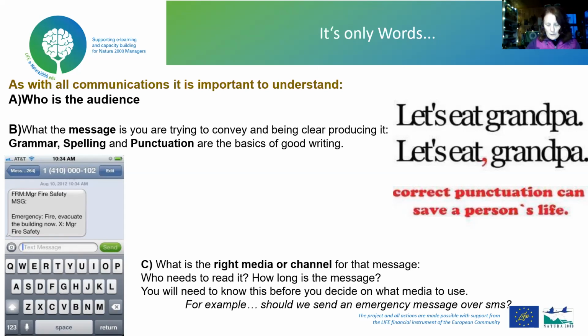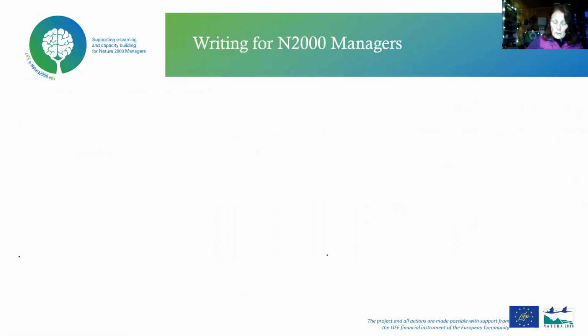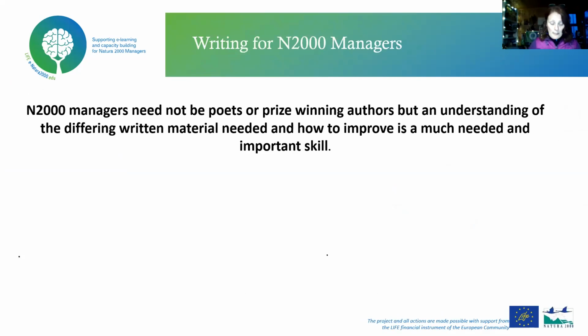So when considering communication, a Natura 2000 manager may concentrate on the spoken and the personal communications, but in fact writing, and writing well, to express the vision and the goals of your Natura 2000 site are equally important. You might not need to be a poet or a prize-winning author, but having an understanding of the different written materials that you need and how to improve them is a really much needed and important skill. Remember, what you write is often the first point of contact with many people. It's the front window of your site: your books, your leaflets, your brochures, your website.